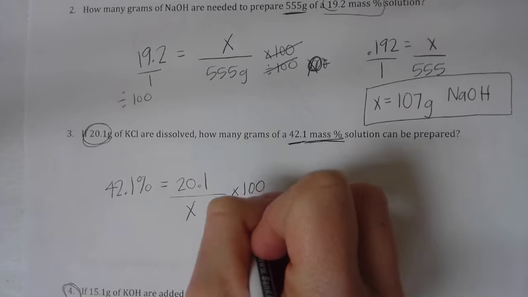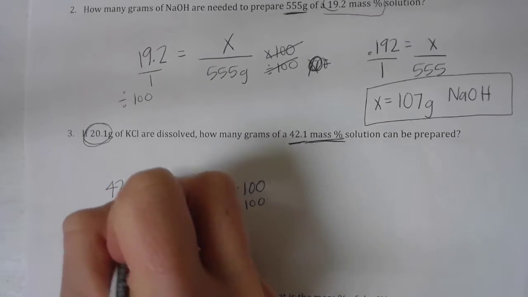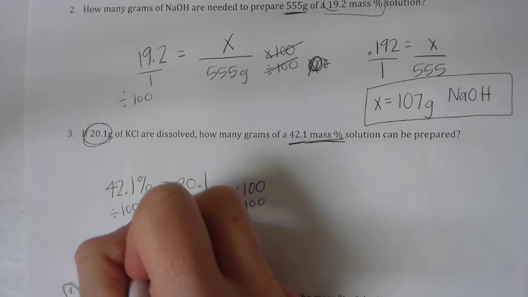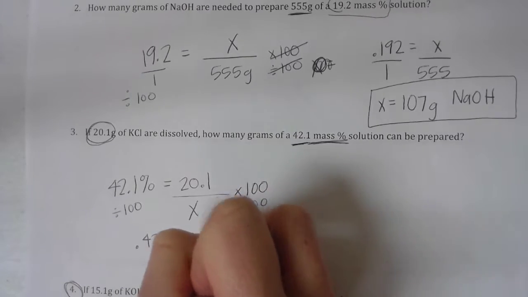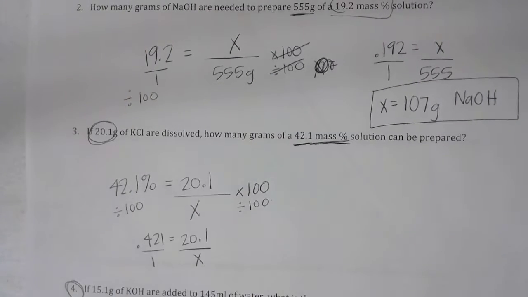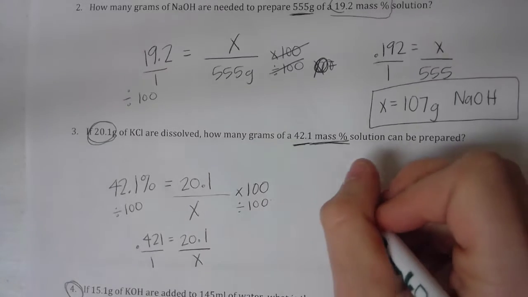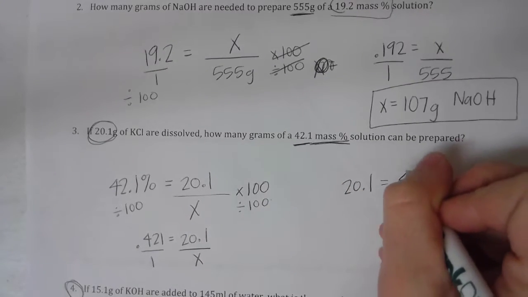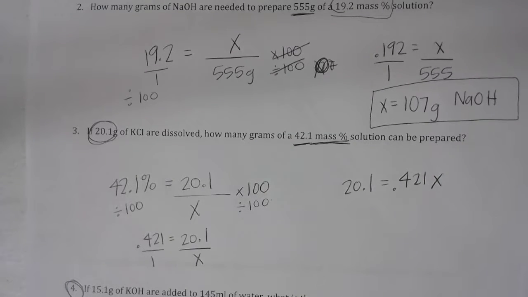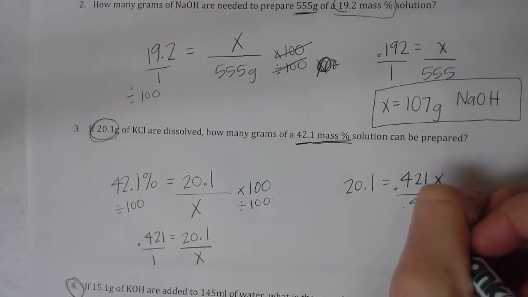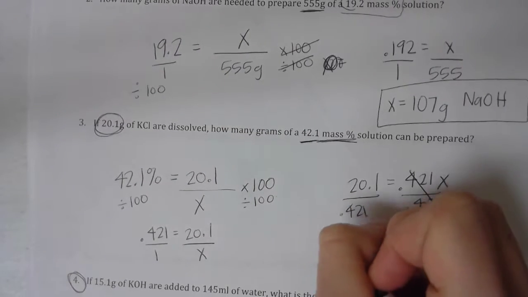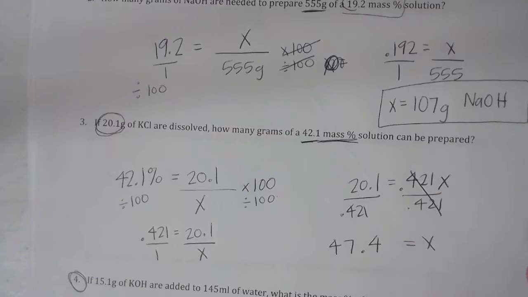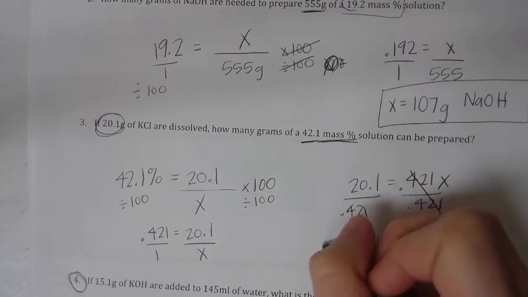So to get rid of that, you just want to divide both sides by 100. You're basically just undoing this percent, and so that'll give you 0.421 equals 20.1 divided by X. Alright, same thing, put that over 1 and cross multiply. When you cross multiply, you'll get 20.1 equals 0.421X. And when you divide, you'll get X equals 47.7, and that is grams of solution. You can just put grams.